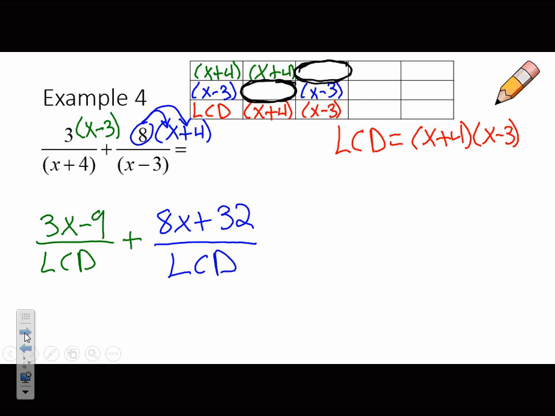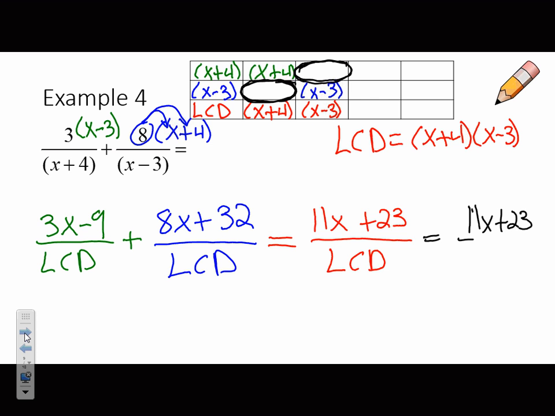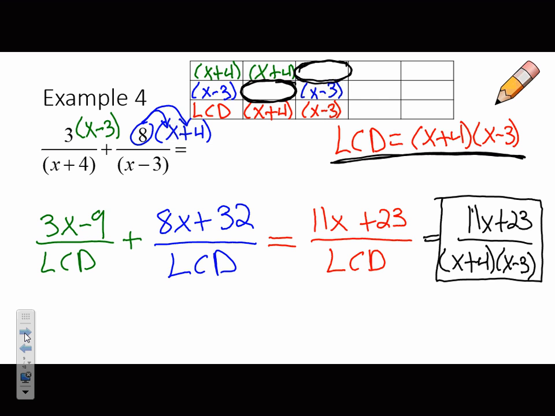Now once I get this far, I can add my like terms in my numerator. So I'm going to have 11x plus 23 all over my least common denominator. The numerator I can't factor at all, so I'm going to leave it as is, 11x plus 23. Now I'm going to write my least common denominator, which is right up here: x plus 4, x minus 3. All right, ladies and gentlemen, that is going to be our answer there.